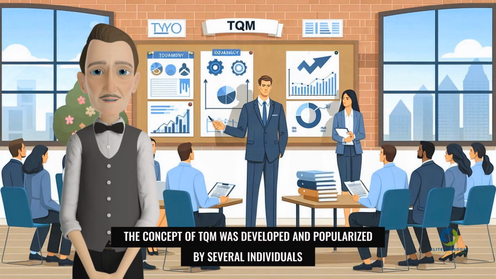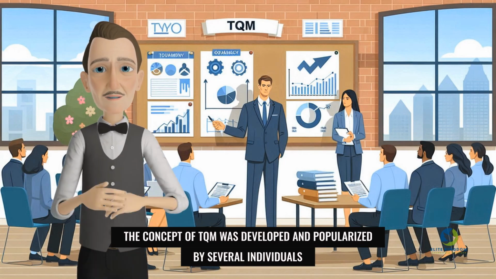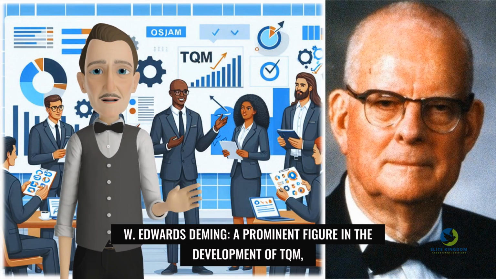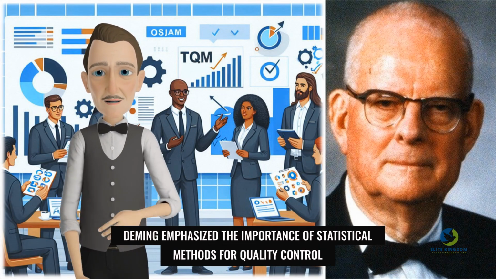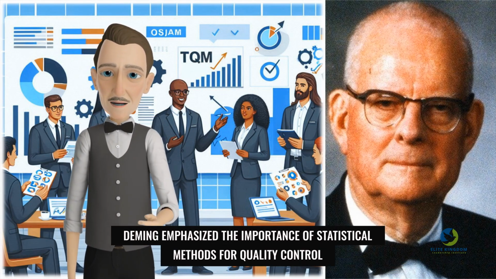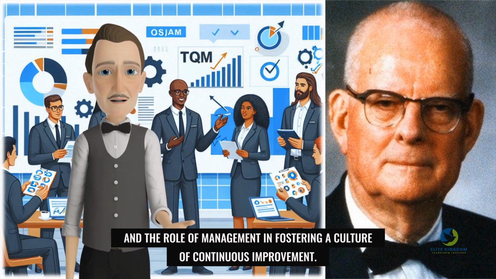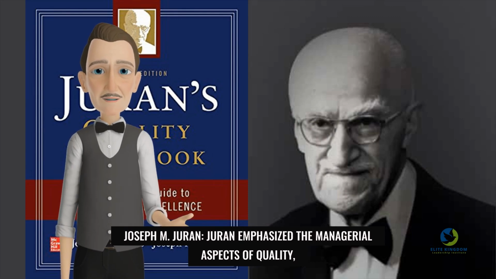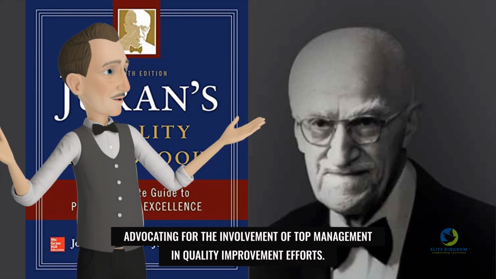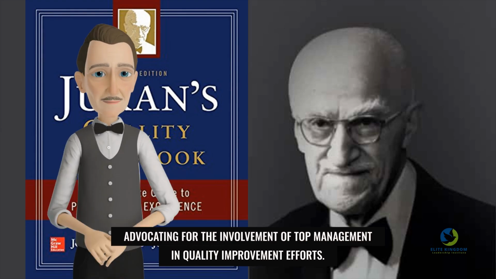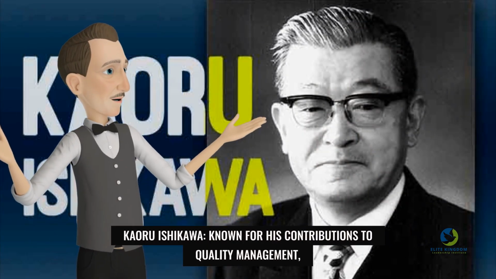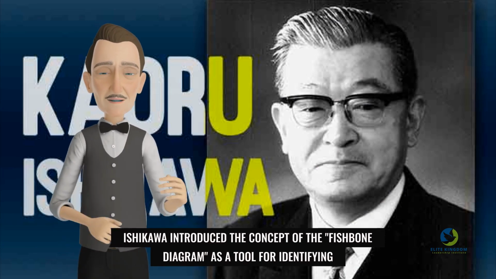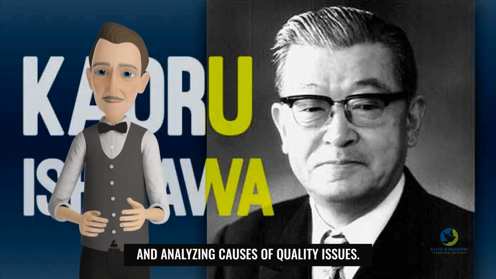The concept of TQM was developed and popularized by several individuals and organizations, including W. Edwards Deming, a prominent figure in the development of TQM. Deming emphasized the importance of statistical methods for quality control and the role of management in fostering a culture of continuous improvement. Joseph M. Juran emphasized the managerial aspects of quality, advocating for the involvement of top management in quality improvement efforts. Kaoru Ishikawa, known for his contributions to quality management, introduced the concept of the fishbone diagram as a tool for identifying and analyzing causes of quality issues.